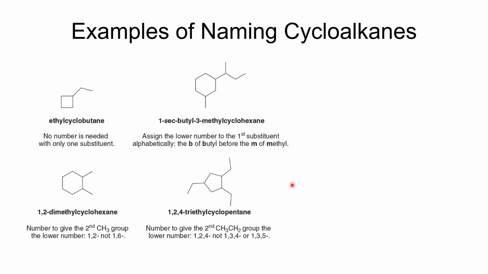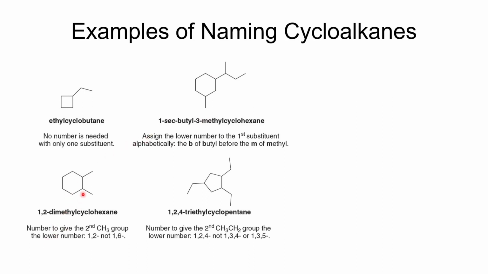Here are a few examples. This one is ethyl cyclobutane, and again, we don't need a number because there's only the one substituent. On this one, we've got 2 substituents, a methyl and a sec-butyl. The sec-butyl is going to come first alphabetically, and it will get the first number as well. So it'll be 1-sec-butyl-3-methyl cyclohexane.